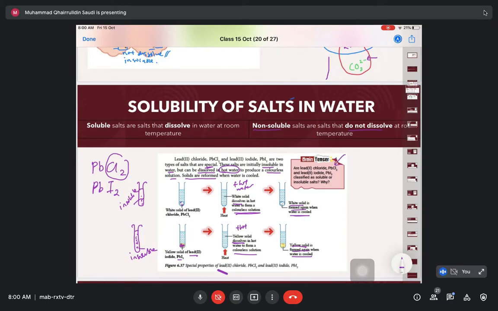So, quick recap. Lead 2 chloride dengan lead 2 iodide, they are classified into soluble or insoluble salt? Soluble. Lead 2 chloride and lead 2 iodide are soluble or insoluble? Insoluble. Okay. The answer is they are still considered... Okay, jap. No. Tak nak bagi answer lagi. Why do you say it is soluble tadi? Wolfstead, why do you say it is soluble?